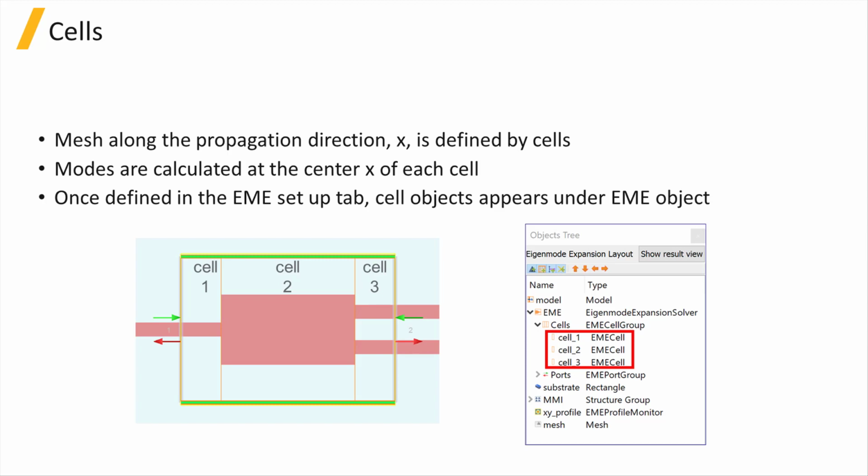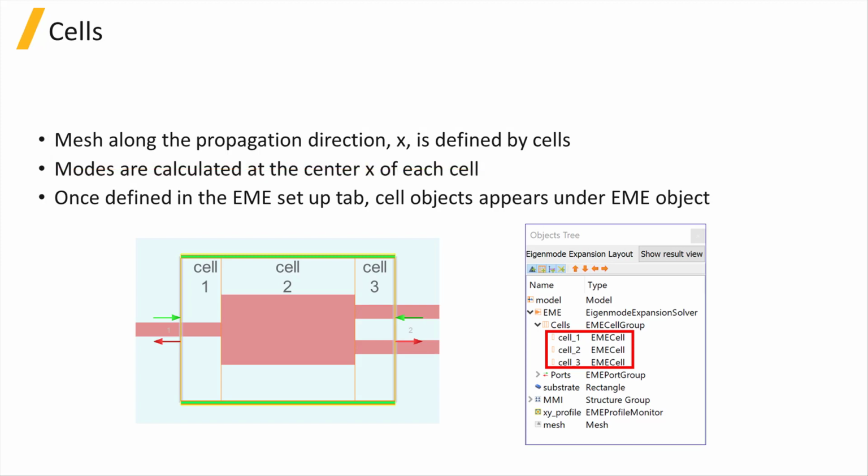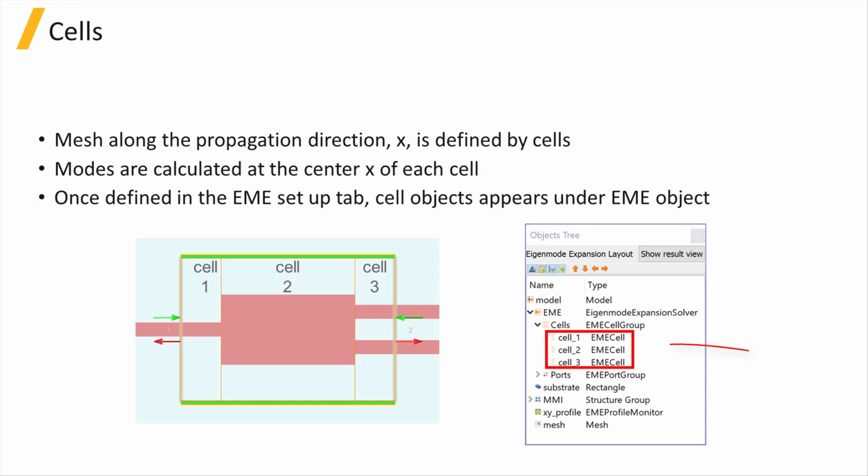The mesh along the propagation direction X is defined by adding cells to the EME simulation region. An EigenMode calculation will be carried out at the center of each of the cells to calculate all of the modes supported at that cross-section. Once the cells have been defined in the EME Setup tab, they automatically appear as children of the EME object.